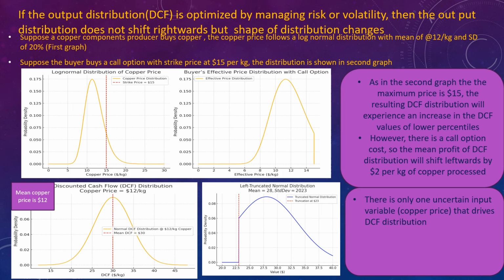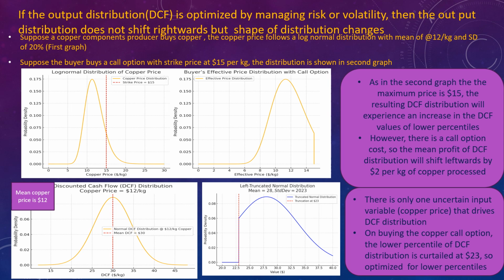There is only one uncertain input variable that drives the DCF distribution, that is the copper price. On buying the copper call option, the lower percentile of the DCF distribution is curtailed at $23, so it is optimized for the lower percentiles.